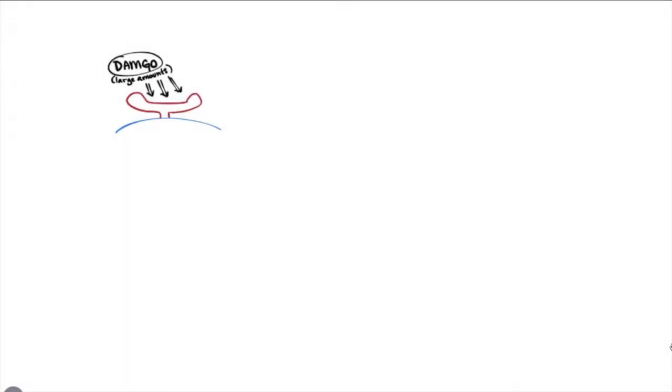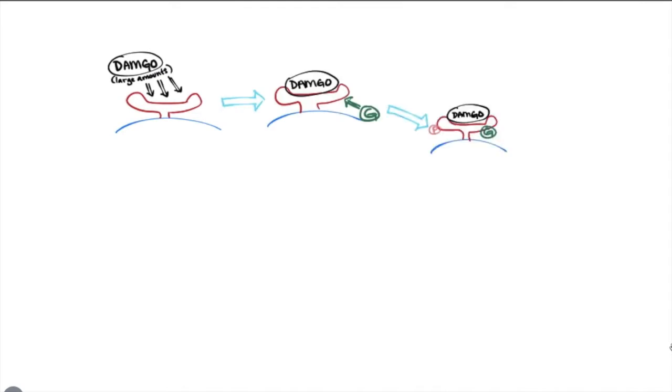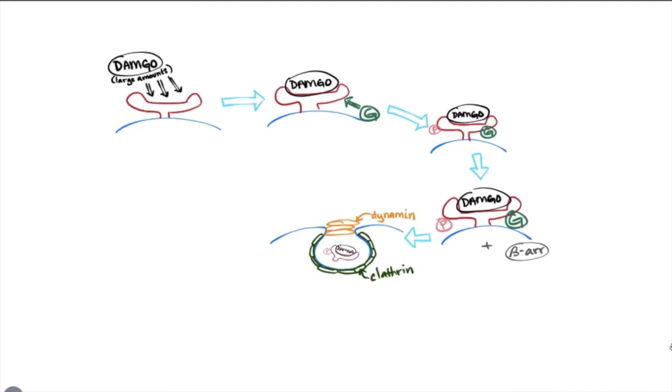First, a ligand such as DAMGO, an analog of enkephalin, stimulates a mu-opioid receptor by binding to it in its active site. The mu-opioid receptor couples to a G-protein. Recruitment of beta-arrestin protein stimulates the association of dynamin and clathrin to the surrounding membrane. These proteins are elements of the endocytic machinery that forms an endosome containing the phosphorylated mu-opioid receptor.